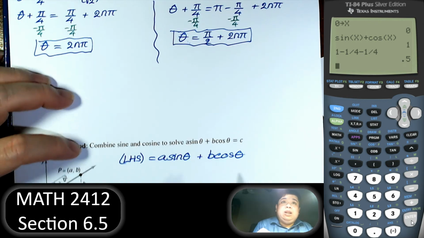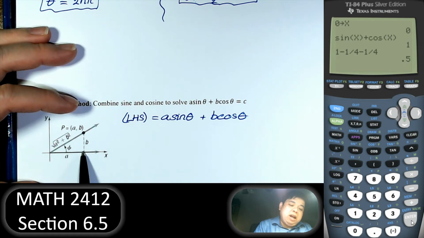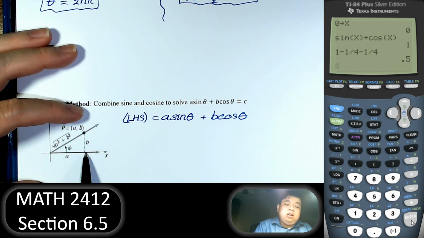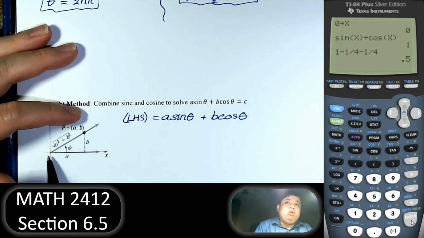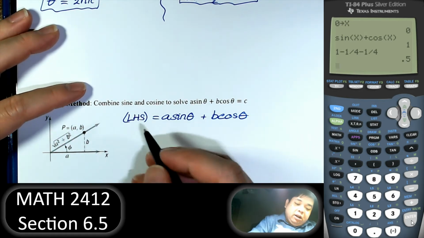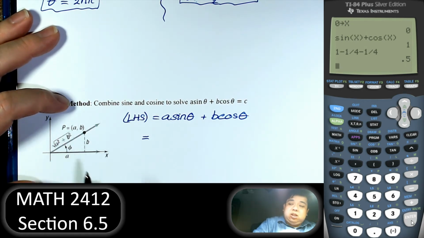So what we see is that if this is A and B, if we draw a triangle like A and B here, the hypotenuse is square root of a squared plus b squared. So we have adjacent, opposite, and hypotenuse. So this will turn into a trig function later. So what we divide by is going to be square root of a squared plus b squared.